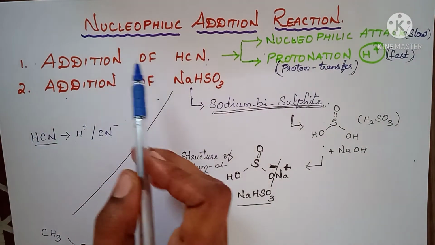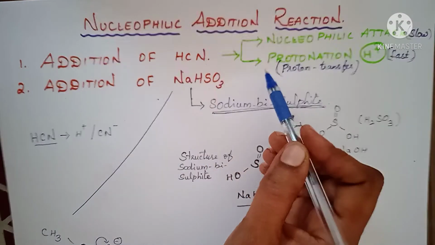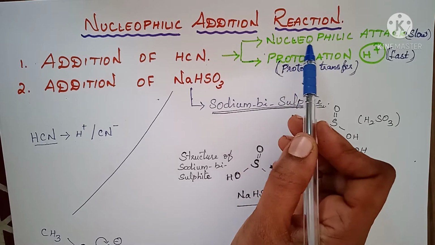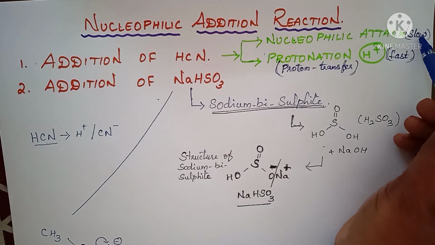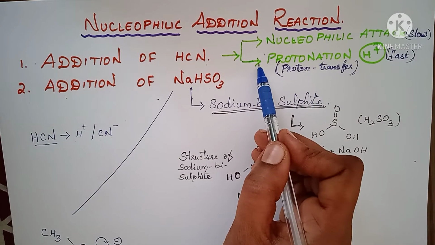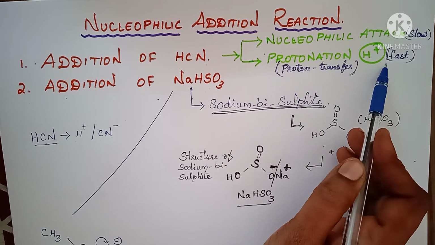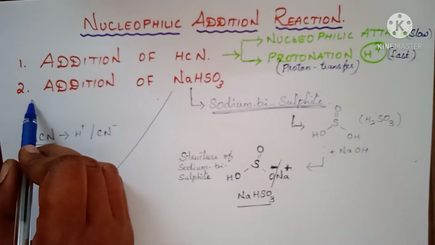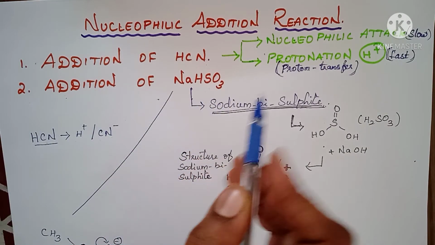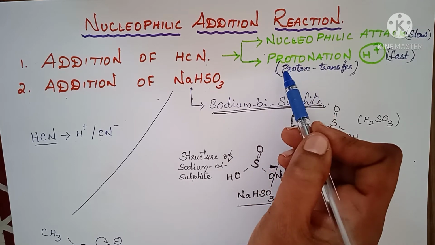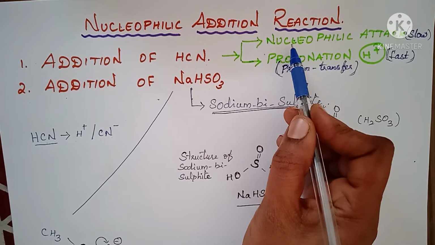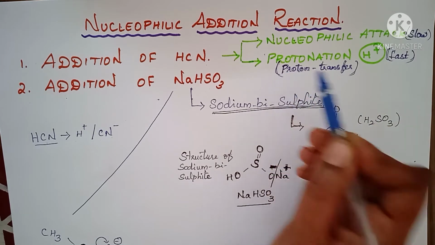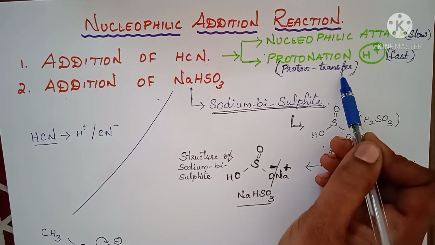Now, for the addition of hydrogen cyanide, we follow two steps. The first step is nucleophilic attack, which is a very slow process. The second step is protonation, which is very fast, a proton transfer. The second reaction is also the same: we follow the same two steps. First, a nucleophilic attack. The second step, protonation, which is very fast.